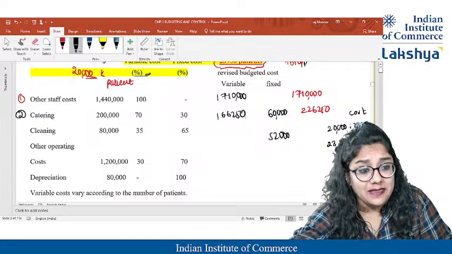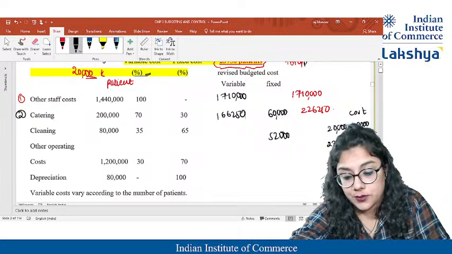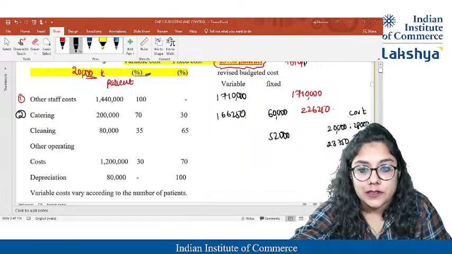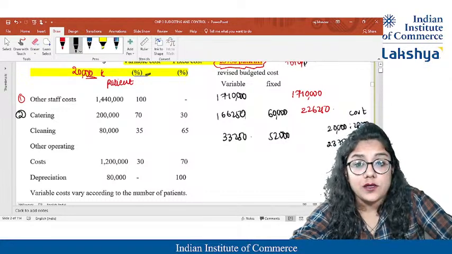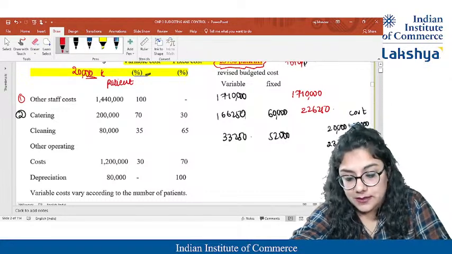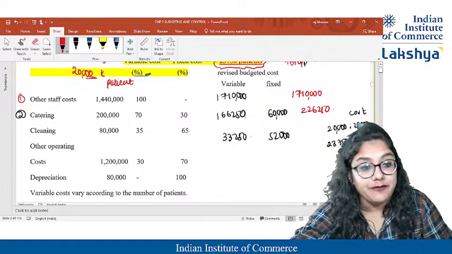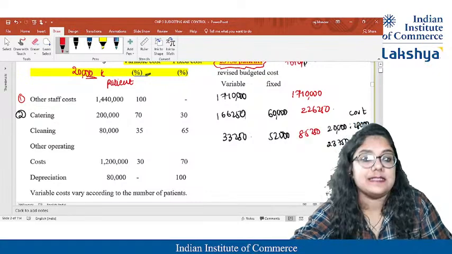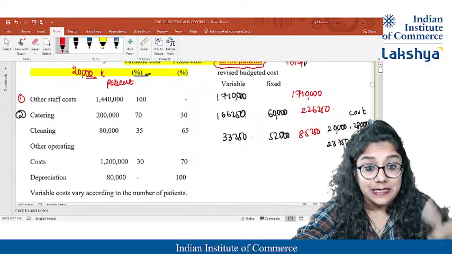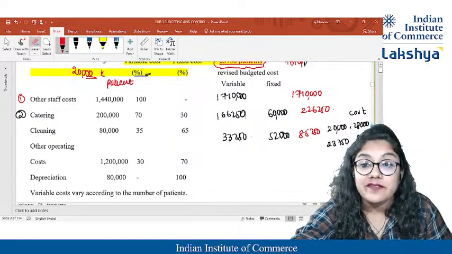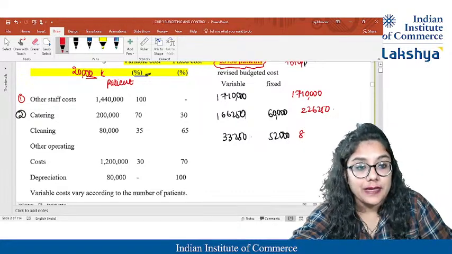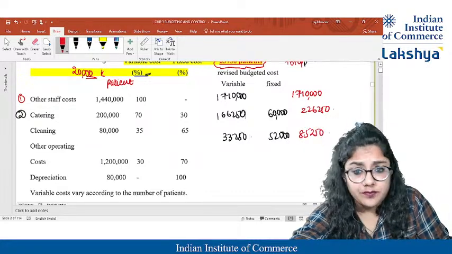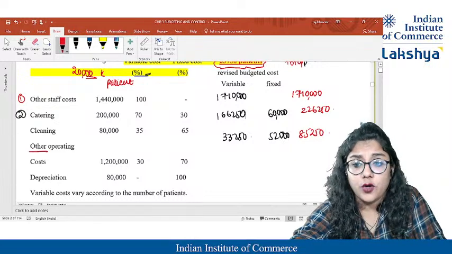But I am having 23,750 patients. So what is the cost? Into 23,750 divided by 20K. Are you getting nearly around 33,250? Yes, 33,250. So what is the total? If you make up the total, you get around 85,250. Agree, students? So this is the way we normally solve this. I'm just deleting it.